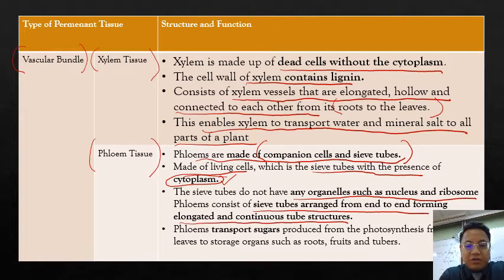The main function of phloem is to transport sugar that is produced from photosynthesis, from the leaf to the storage organs, such as roots, fruits, and also tubers.